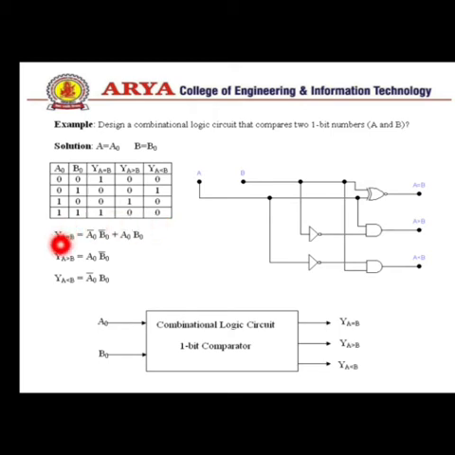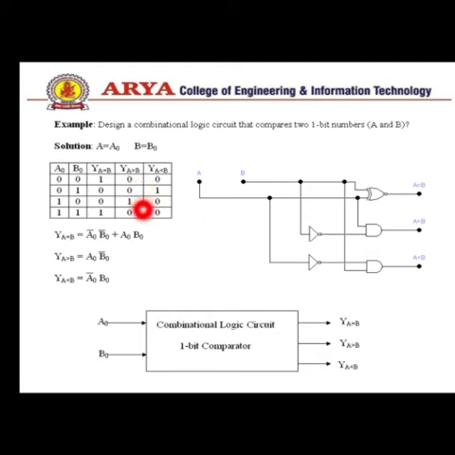After that, we design the basic expressions for this. We know that the equal conditions are when AB equals 0 0 and when AB equals 1 1. So the SOP term for 0 0 is A bar B bar, and the SOP term for 1 1 is AB. So the simplified Boolean expression for A equal B is A bar B bar plus AB.